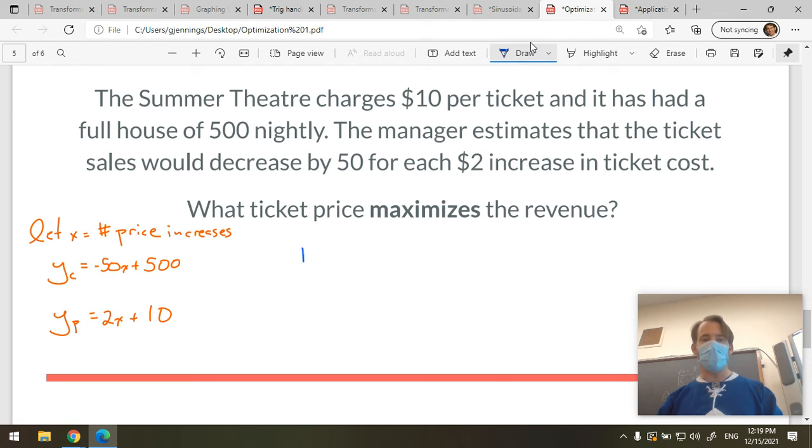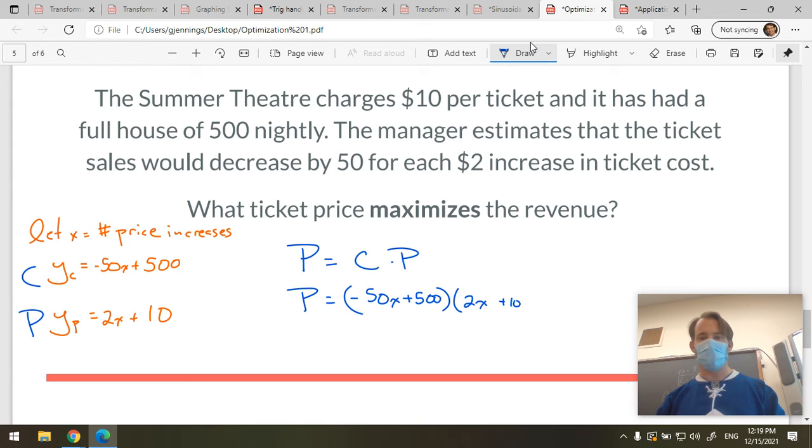So now I have a profit function. Profit is going to equal the price multiplied by the number sold. So this is price here. This is number sold. So if I write that out, P is going to equal -50 times x plus 500. And then I'm going to multiply that by 2x plus 10. Now I get an equation in factored form. So in this case, I could factor both of these, find when these are zeros, and find the midpoint between the zeros to find the number of price increases that will give me the best price.